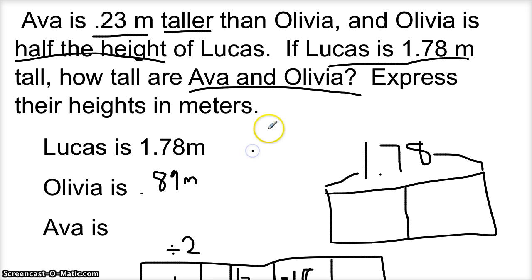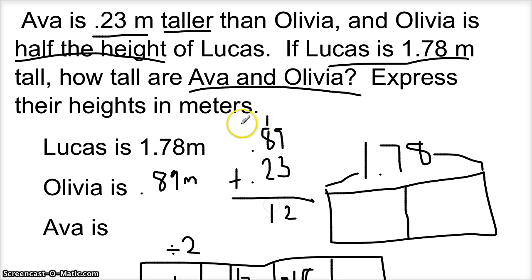Okay, so it should be 89 hundredths. Taller than means I'm adding, so plus 0.23. Make sure you line up your decimals when you're adding. Always has to be lined up. 9, 10, 11, 12. Carry my 1. That makes 11. When I carry that one, it would go over here. The decimal goes straight down. So Ava is 1 and 12 hundredths of a meter tall.